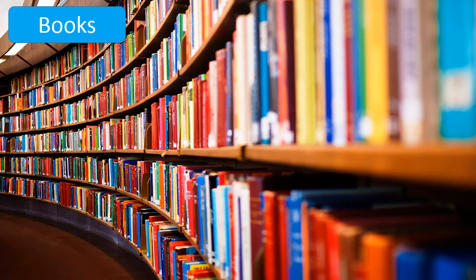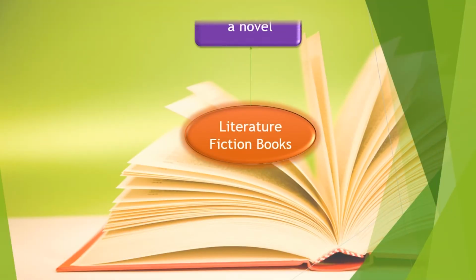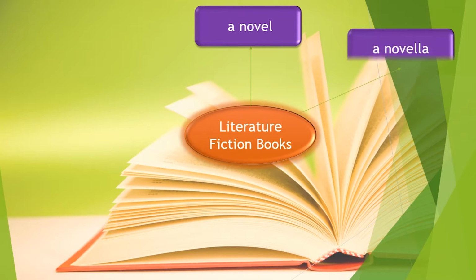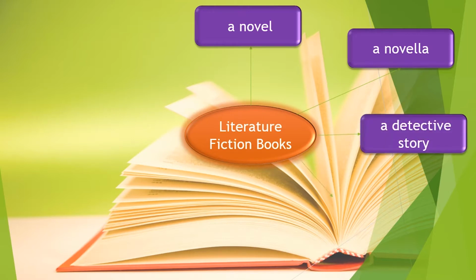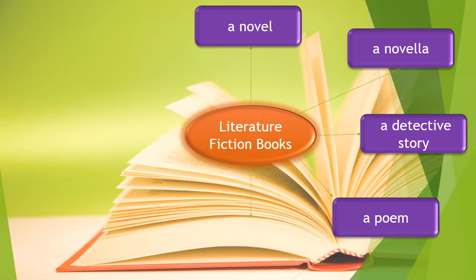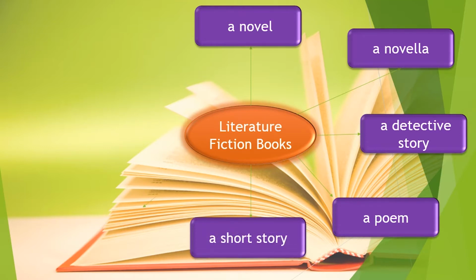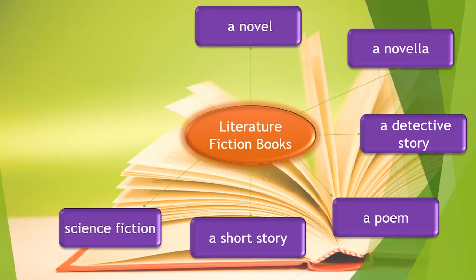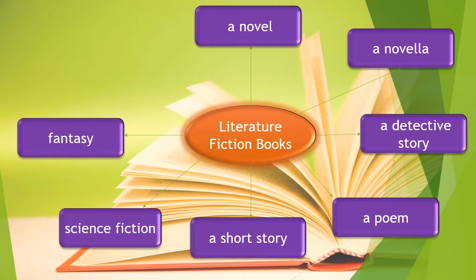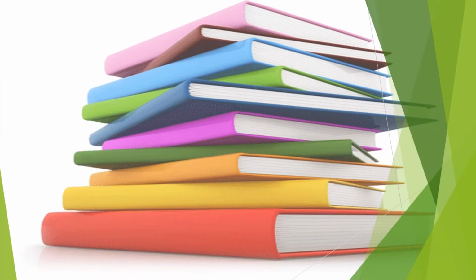So we actually talk with you about books now, and books are absolutely different and people like reading different genres and different books. So literature, fiction books, the first one is a novel. A novel is a very popular genre today, and novella, a detective story, a poem. Next one is a short story and a science fiction and fantasy, and we have a play. So if you look at this presentation, you'll see different genres.